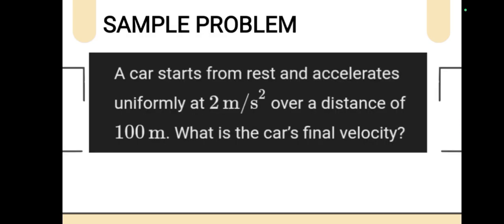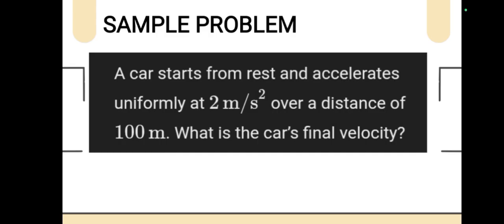Let's have this sample problem. A car starts from rest and accelerates uniformly at 2 meters per second squared over a distance of 100 meters. What is the car's final velocity?